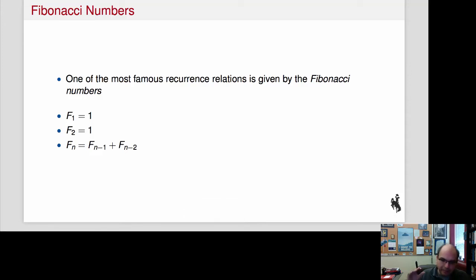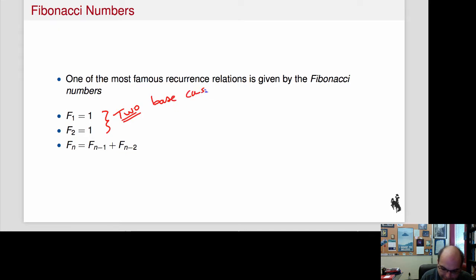Okay. I want to give you another example that's a little different. This is really a very famous recurrence relation that goes back, oh my God, like 9 centuries. It's called the Fibonacci sequence. The way it's defined is that f1 is equal to 1 and f2 is also equal to 1. So this gives me two base cases.